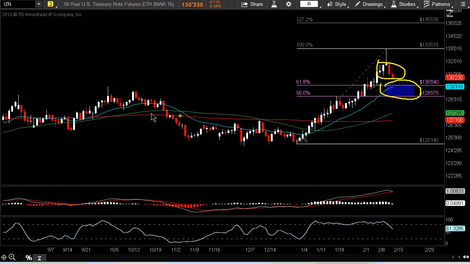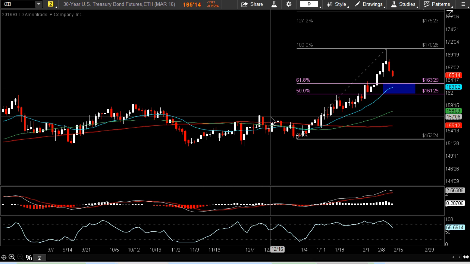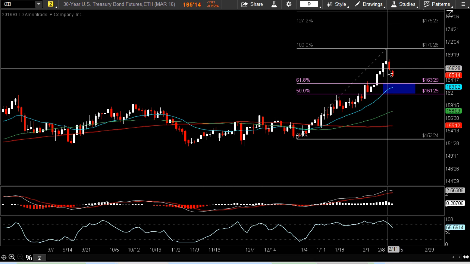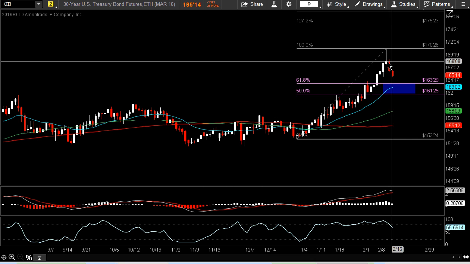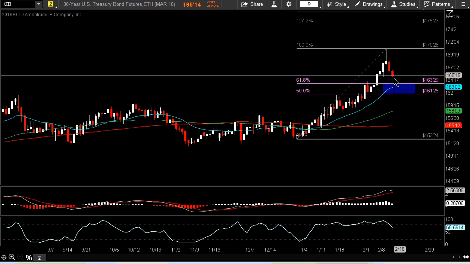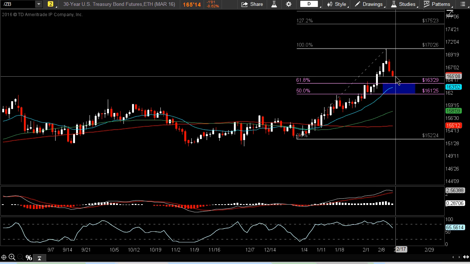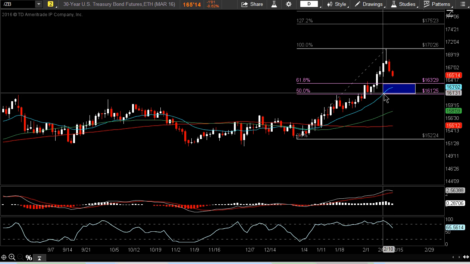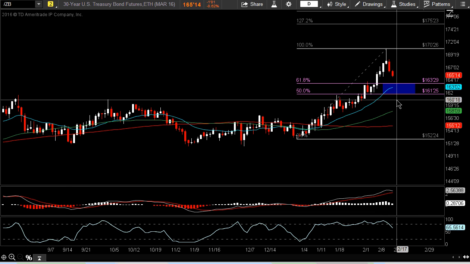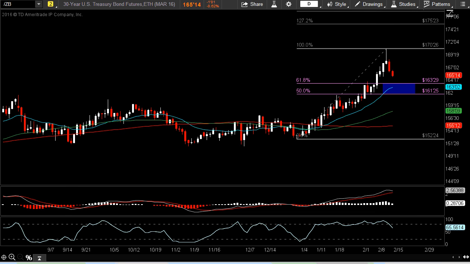So that's basically what we're looking at on the 10-year, and here's the 30-year. That's the long term. Similar type of action here. We got this shooting star, so the evening star pattern coming out, and basically kind of looking for this thing to pull back to this zone here.